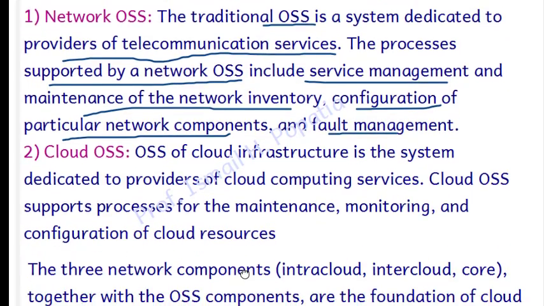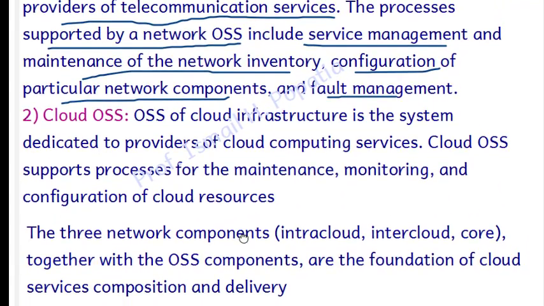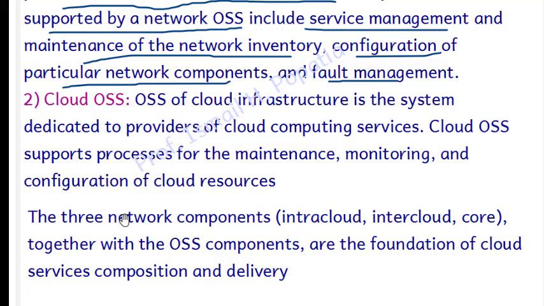Then we have cloud OSS, the cloud operation support system. This OSS of cloud infrastructure is the system dedicated to providers of cloud computing services. It supports processes for maintenance, monitoring, and configuration of cloud resources. Whatever cloud resources there are, cloud OSS is used to manage, maintain, monitor, and configure them. The three network components we have are intra-cloud, inter-cloud, and core. Together with the OSS components, these are the foundations of cloud services in composition and delivery.